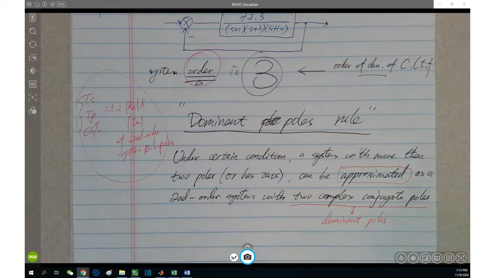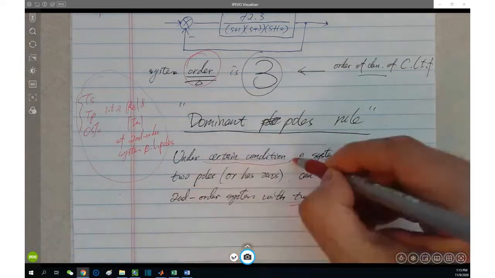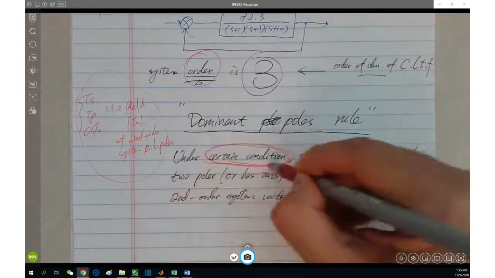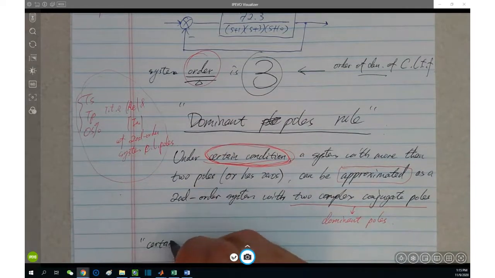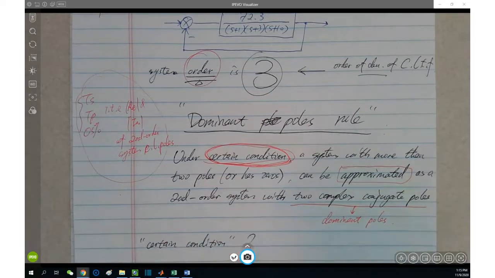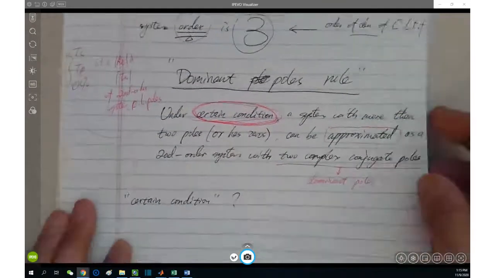And of course, what's the key? The key is that a certain condition, right? Obviously, this is a constraint. This is extremely important. In other words, not every single higher order system can be approximated, right? And not every one of them. No, you need to meet a certain condition. Therefore, what is the certain condition then? What is it?